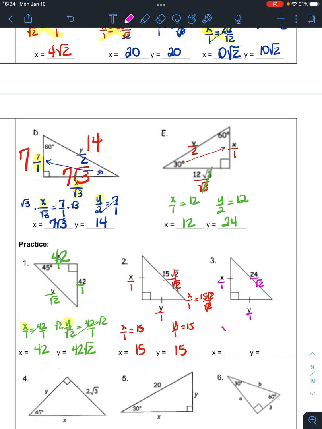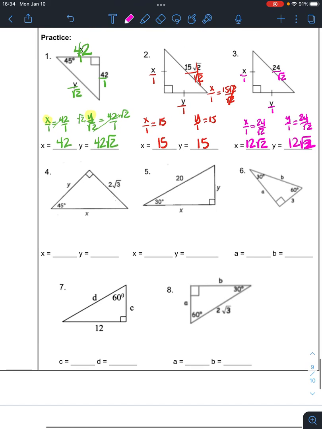over root 2. So I have x over 1 is equal to 24 over root 2. And again, that's that shortcut. You could leave it like that, or you can do 24 divided by 2 is 12, and then a root 2, because you actually divided by the square root of 2. And then y has to be the same, 1 and 1. They're going to match up. Y over 1 is equal to 24 over root 2. And again, that's 12 root 2.